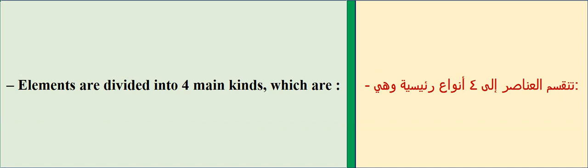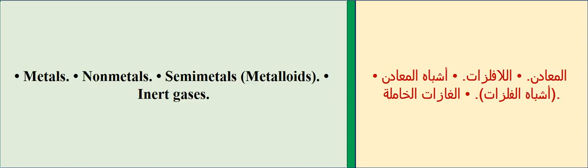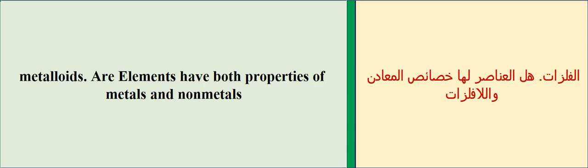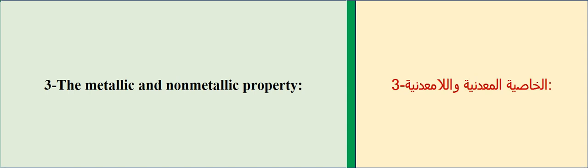Elements are divided into 4 main kinds, which are metals, nonmetals, semimetals (metalloids), and inert gases. Metalloids are elements that have properties of both metals and nonmetals. 3. The metallic and nonmetallic property.